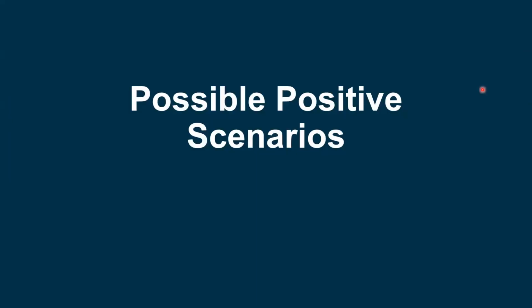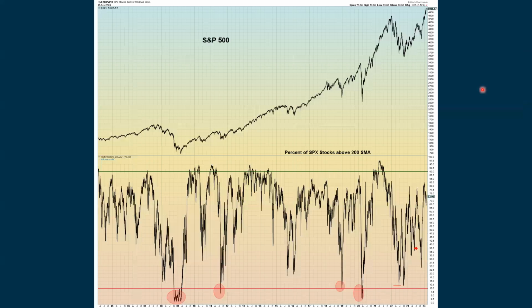And then I have a number of charts that I use under the category of possible positive scenarios. These are really designed for when we're going down and we possibly have hit a bottom and we're going to start to bounce up out of that. But we can still use these on a day in and day out basis, but I don't use all of them. This one is the percent of stocks in the S&P 500 that are above their 200-day simple moving average.